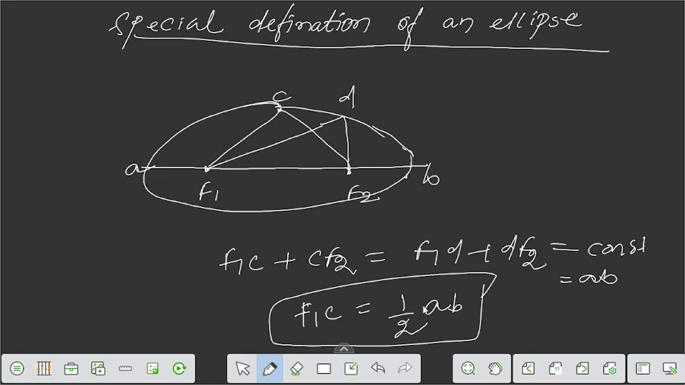The distance from one end of the minor axis of an ellipse is always equal to half of the major axis. Not always, it is the condition if the point lies on the minor axis. If this C point lies on the minor axis, then F1C will be half of the major axis. Okay, so write the definition.